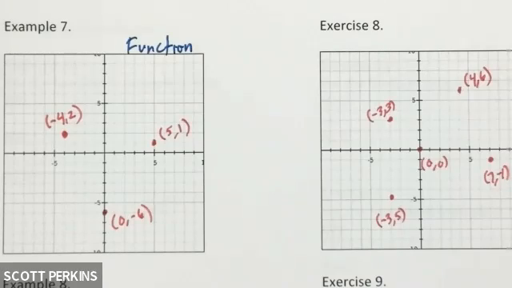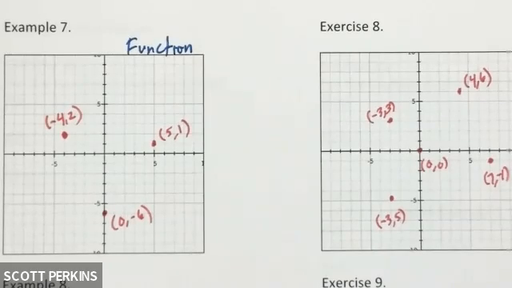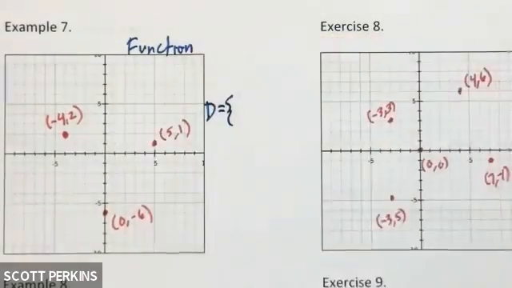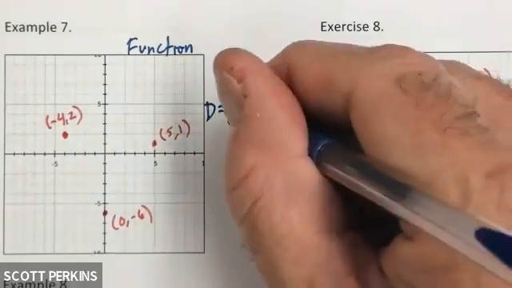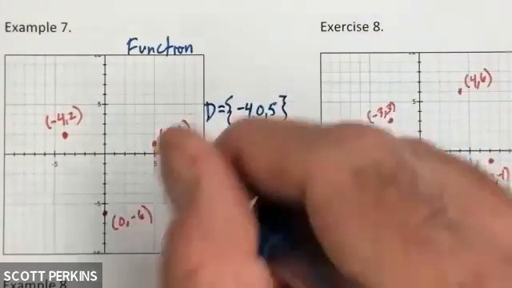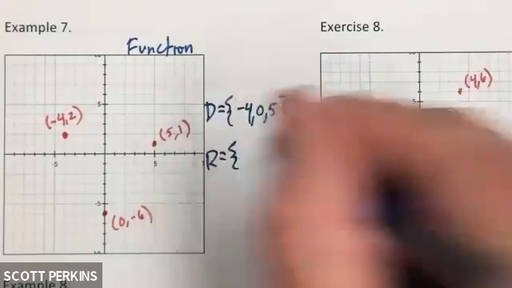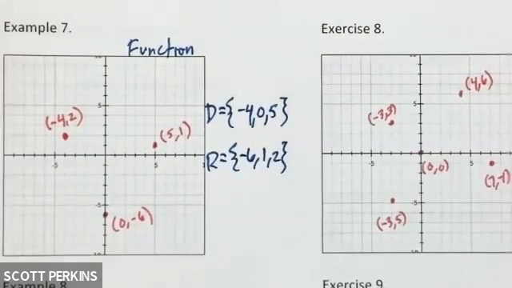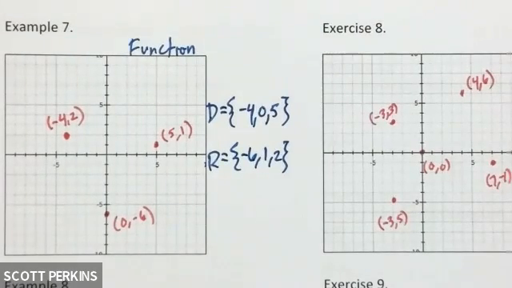And then the domain and the range. This is just what we were doing for the mapping or the table or the set of ordered pairs. I'm just going to use a D for domain to save me a little room. The domain here is -4 and 0 and 5. It's just the x's. And then the range is the y values, so -6 and 1 and 2. So I had 3 points. I just got the x's and the y's directly from each of those points.